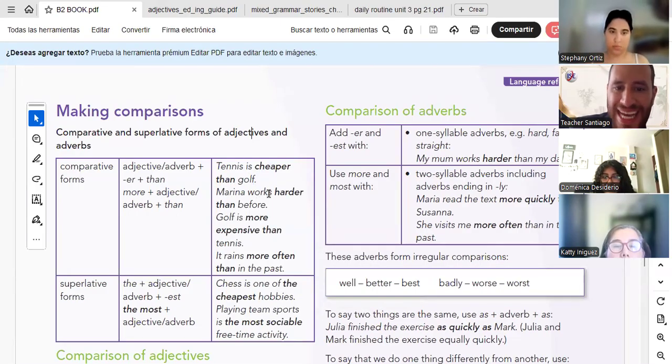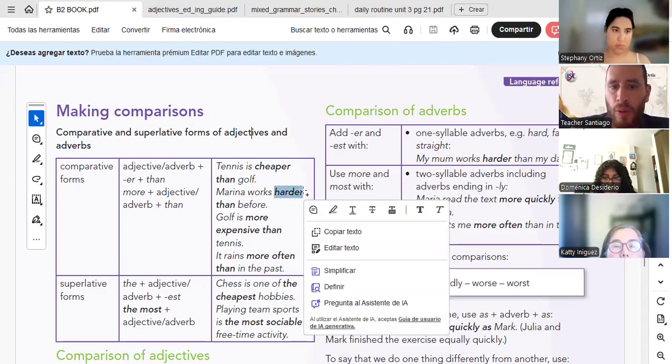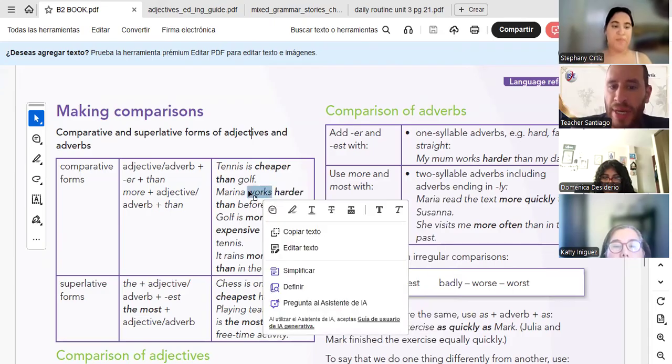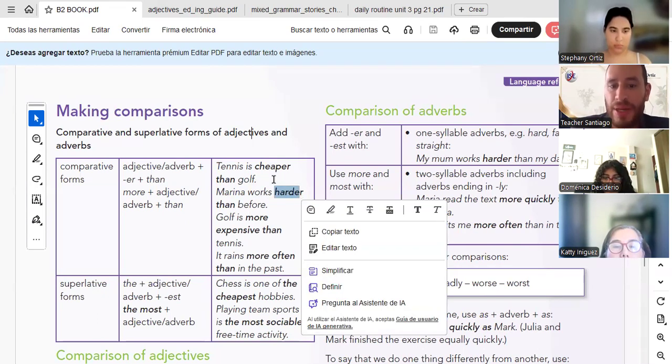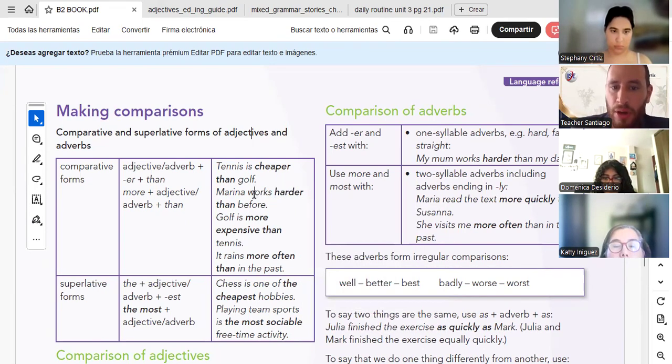Mariana works harder than before. So notice harder is modifying or qualifying works. How does Mariana work? Harder than before. This is an adverb. It's talking about the verb, right? ¿Cómo trabaja Mariana? Más duro. Y lo comparamos con algo que antes.